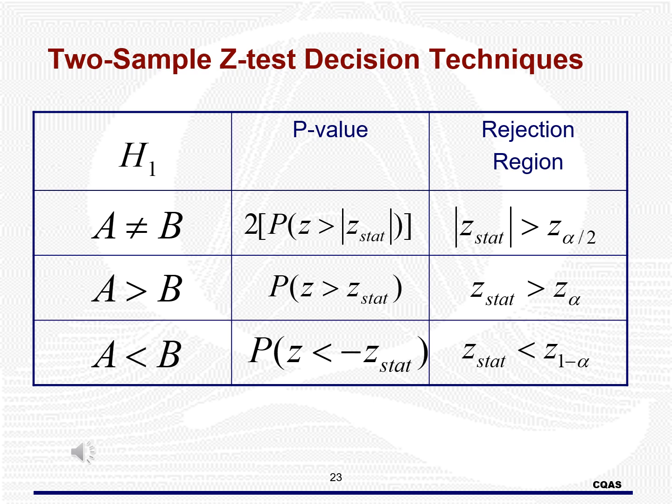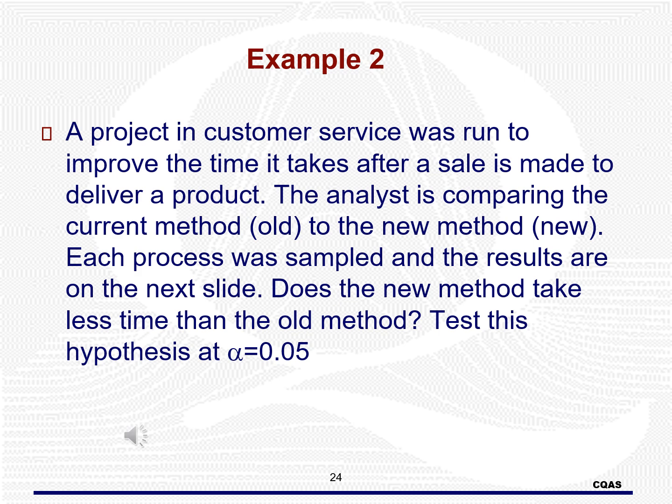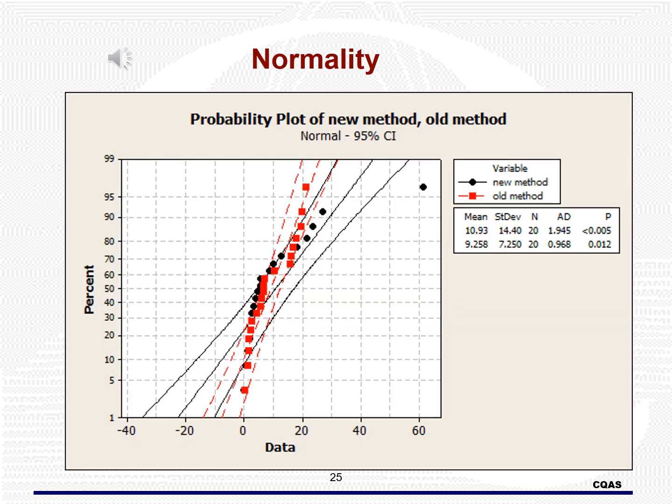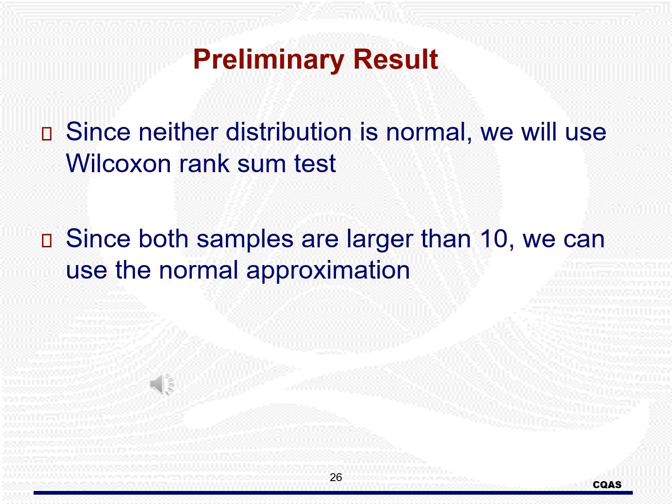Let's do an example. This is a project where the metric of interest is the time between events. This type of variable usually does not come from a normal distribution. In this problem, we want to compare a new method to the old method. Let's first check for normality. Based on the normality tests, neither distribution is normal. Since neither distribution is normal, we will use a non-parametric test. Here that will be the WRS test.